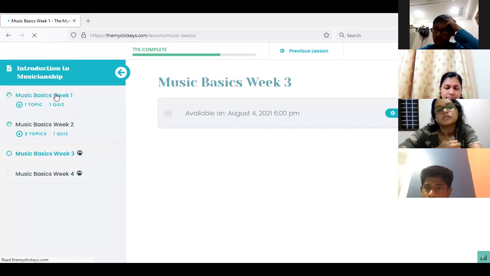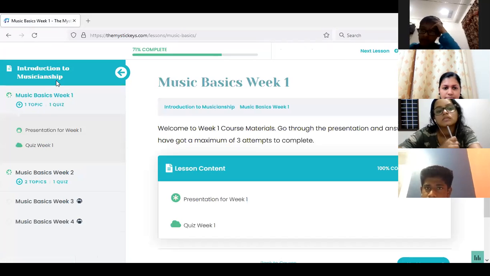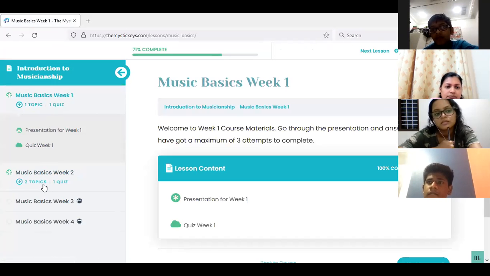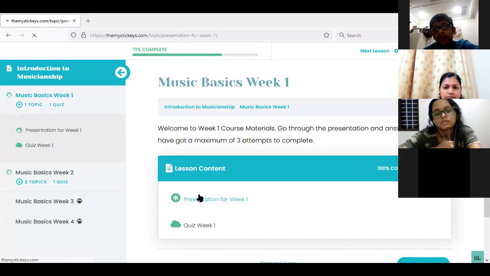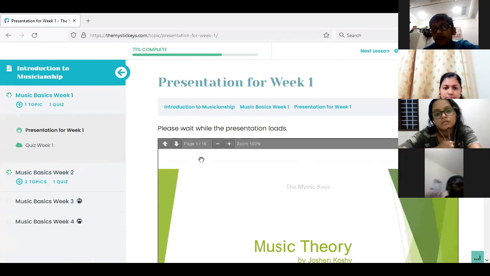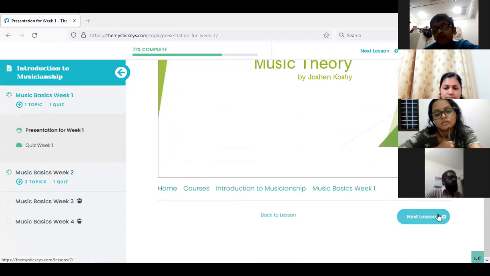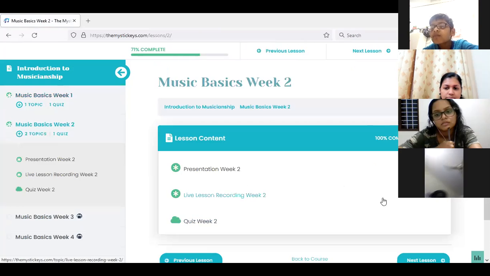Here, on the left side, we have the access controls like week 1, week 2, week 3 and all. So I have opened week 1 and week 2 out for you. In week 1, you have the presentation. It will load up here. I have already completed it, so it's not showing Mark as Complete. Otherwise you'll have to mark as complete, then go to next.